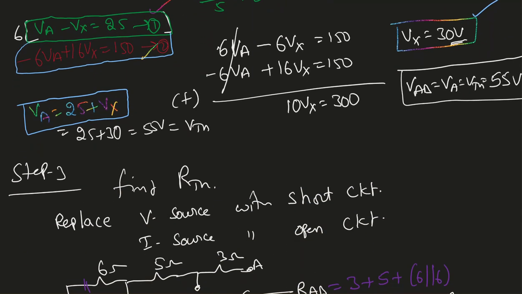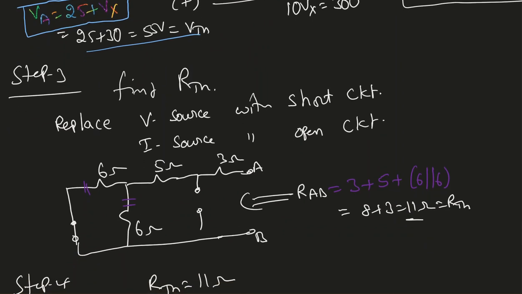That is my step 2, finding Thevenin voltage. Now step 3, finding Thevenin resistance. Here, similar to the previous case, replace the voltage source with a short circuit, replace the current source with an open circuit, because the internal resistance of a current source is infinite. That is the reason.